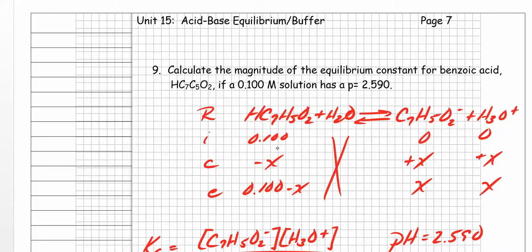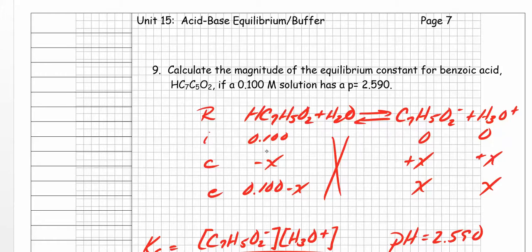That makes it a lot easier than what we were doing in the equilibrium unit. So 0.100 is what we start with. We start with nothing of the benzoate ion and nothing of the hydronium ion. So 0 and 0 for these. So we're going to lose from the benzoic acid and gain here. How much? I don't know. So we're going to say we're going to lose X. So minus X here, plus X here, plus X here, right?